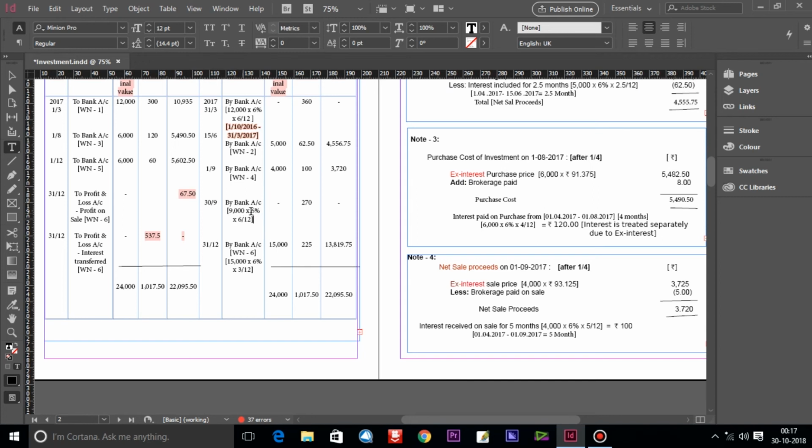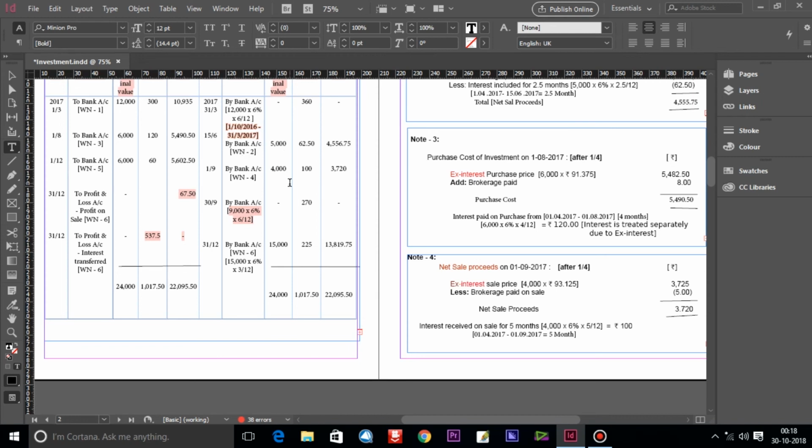Now here purchase 6,000, $12,000, 6,000, 6,000, and what will be the balance amount here? Here we got the amount as 5,000, 4,000. Therefore, balance amount is 15,000.